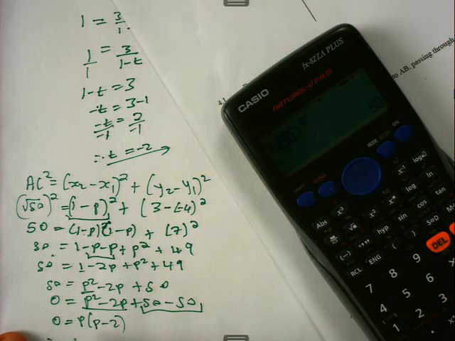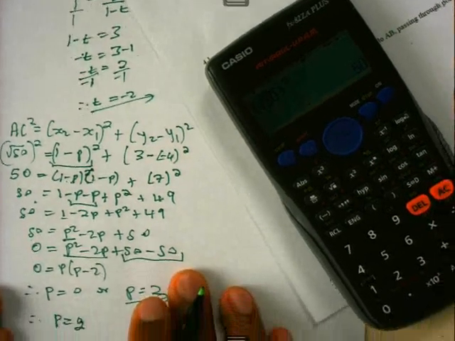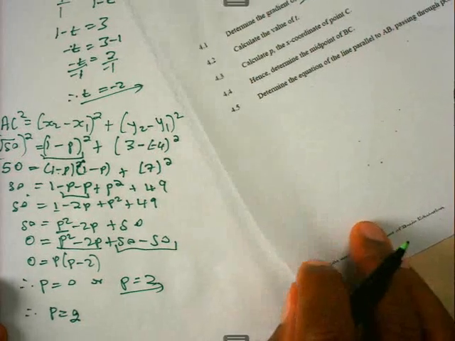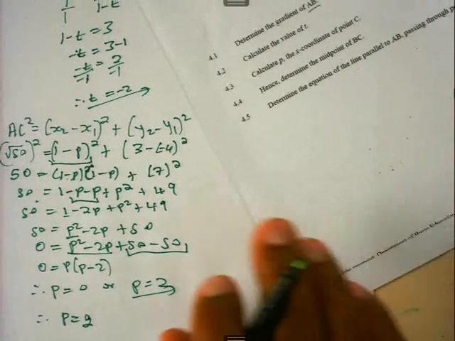And therefore, now immediately we can say p is equal to 0 or p is equal to positive 2. Of course, the value of p will be where p is equal to 2. Why 2? Because they said p must be greater than 0. Can you see, boys and girls?